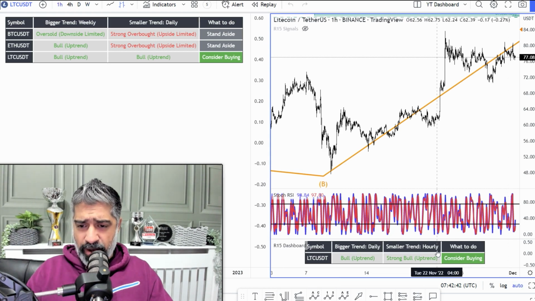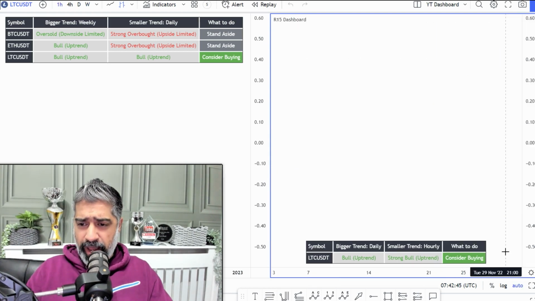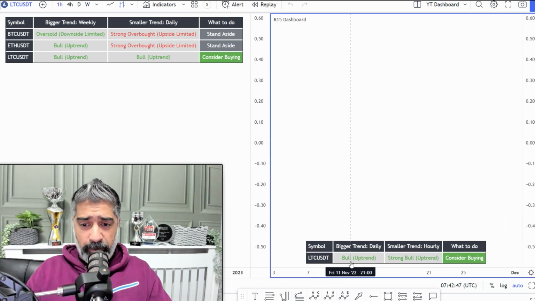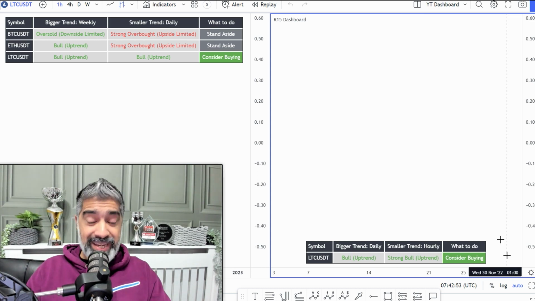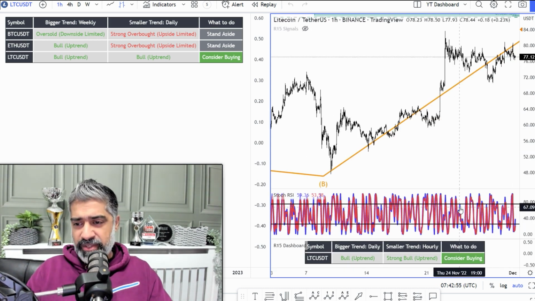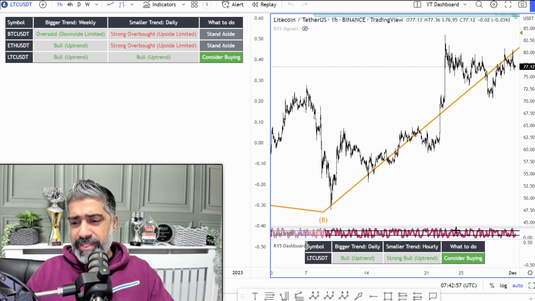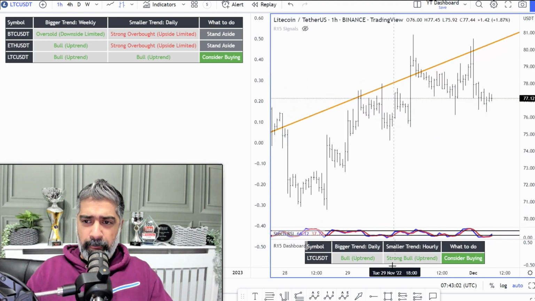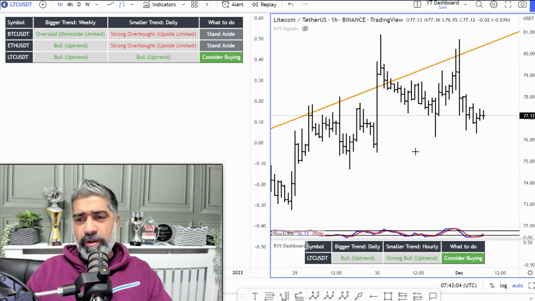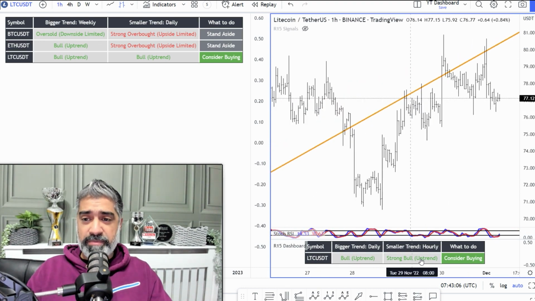So we've got this over here now. And what I want to look at is, let's just pay attention to this dashboard at the bottom, where it says you've got a bull up trend and a strong bull up trend on the hourly. So there might be some immediate buying opportunities. So let's actually look at this. I'm just going to squeeze this down and let's just look right over here.